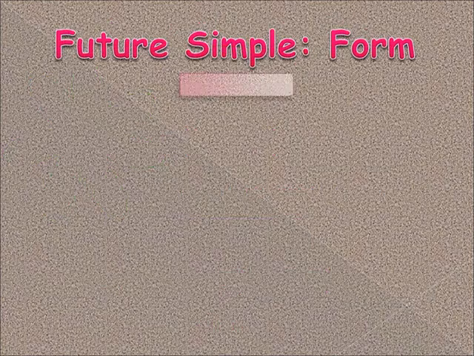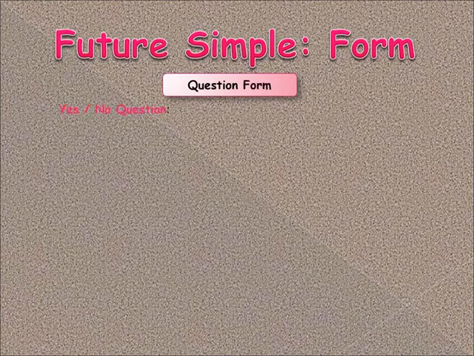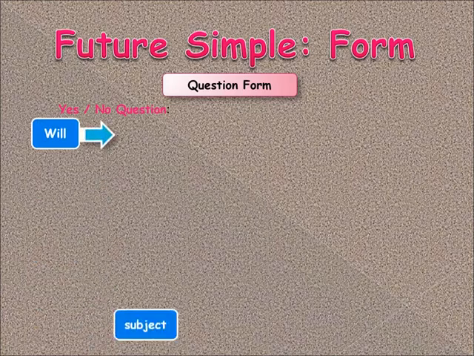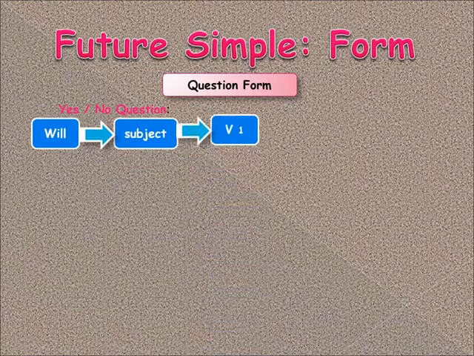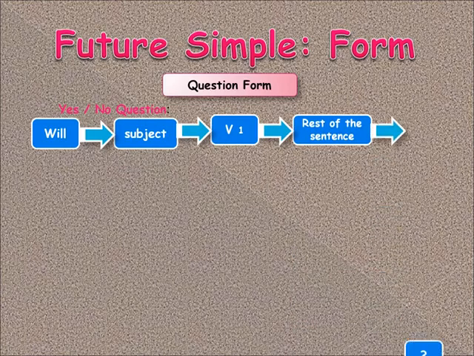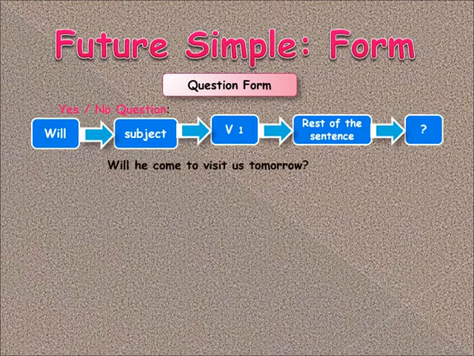Now students, let's take a look at the other forms. If we want to make the question form of future simple tense, let's see the structure. For a question which can be answered in yes or no, we can make a question like this. Will, the subject, he, she, it, they, we, I, you, the first form of verb, and the rest of the sentence. And the question mark, of course. For example, will he come to visit us tomorrow?